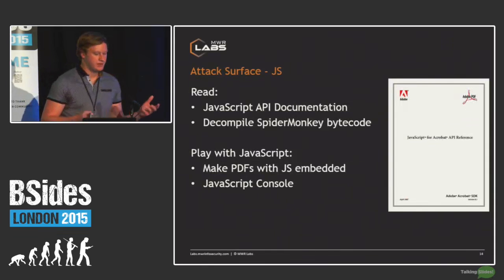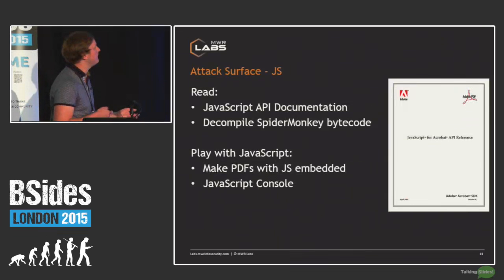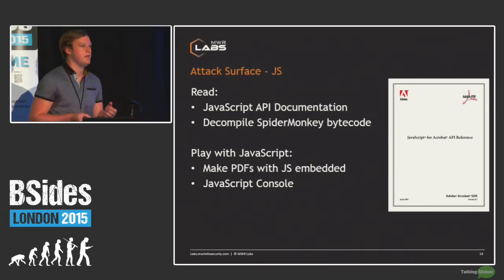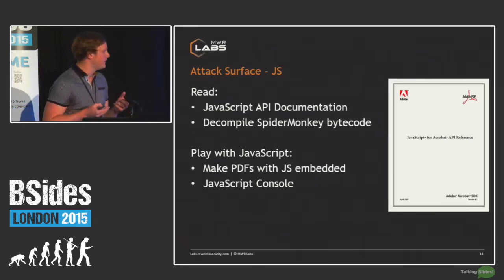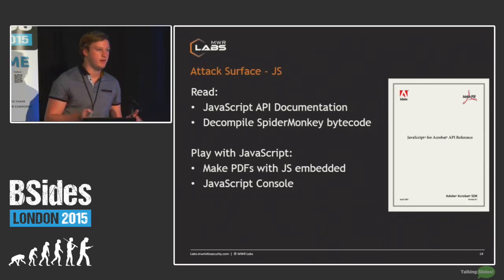Before we looked at the JavaScript API, some useful documentation was the JavaScript API documentation, and we'll come on to this a little bit later, but you can also decompile the SpiderMonkey bytecode, and in the presentation I mentioned the life of a JavaScript bug. It gives you a bit of that background on how you might do this. To play with JavaScript in PDFs, you've really got two options. You can either make PDFs with JavaScript embedded, or you can invoke the JavaScript console within Adobe Reader, and you can interact with this directly.